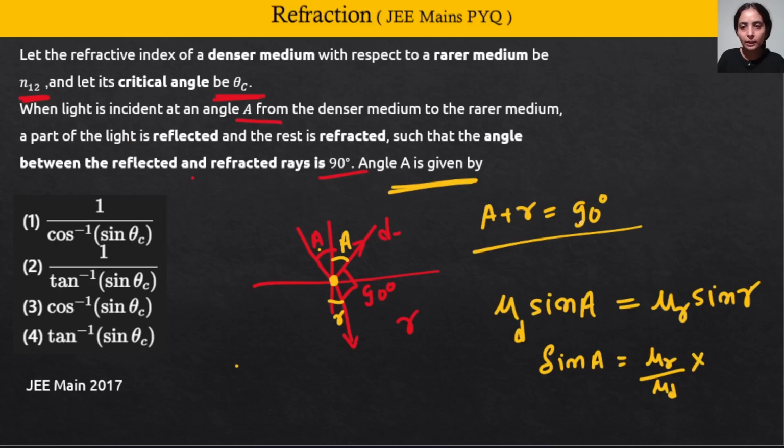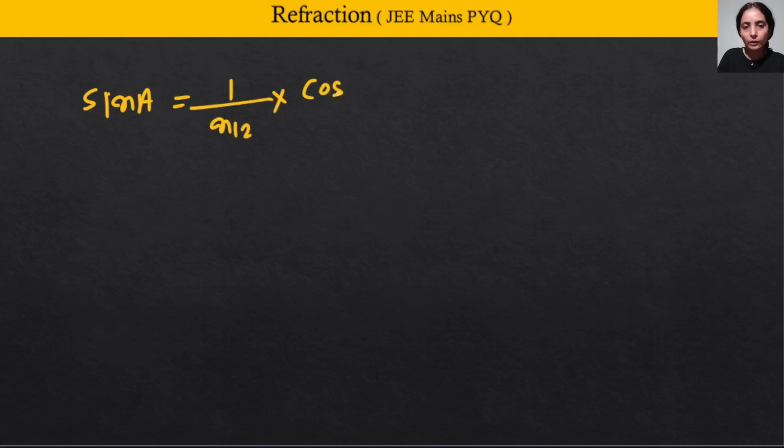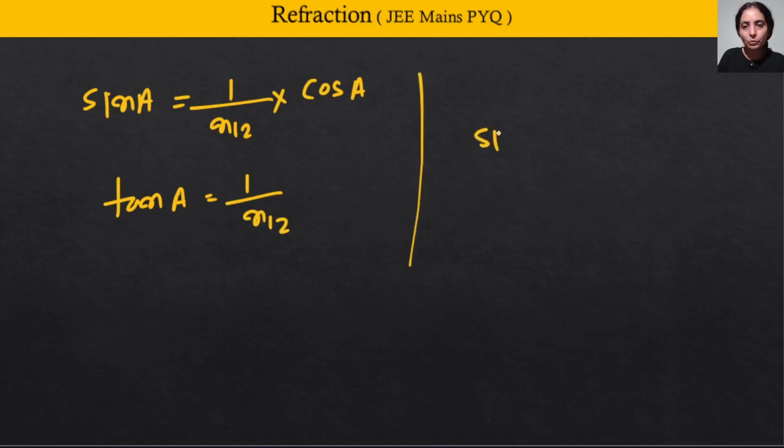What can you write r as? You can write r as sin of 90 minus a, right? So this will become cos a. Now let us put it: sin a is equal to 1 by n12 into cos a, right? So tan a is equal to how much, 1 by n12. And 1 by n12 will be equal to how much? You know that sin theta c is equal to 1 by the refractive index of denser media with respect to rarer, and this is n12, right?